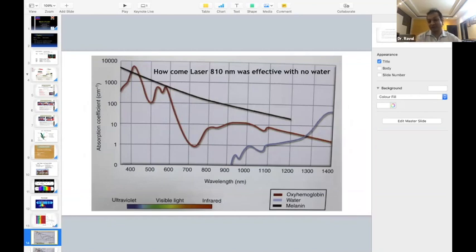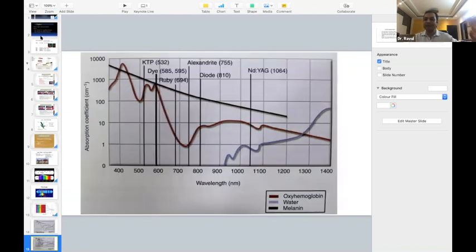Where does the water absorption start? After 900 nanometers. So we used to use 810. That was the first diode laser which we used, and it still worked. It used to have 94 to 97% occlusion rates. So how does the 810 nanometer laser work without water absorption? It was absorbed by the hemoglobin and still worked, with such a good closure rate. So what's the problem? I'll come to that later on. It's very interesting. The KTP, diode, all those lasers work on this spectrum of three chromophores which we talked about: melanin, hemoglobin, and water. That's the basic concept.